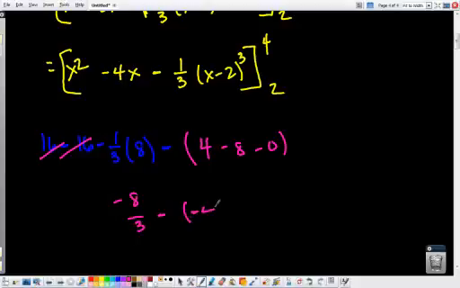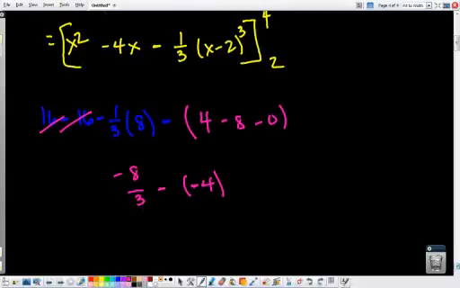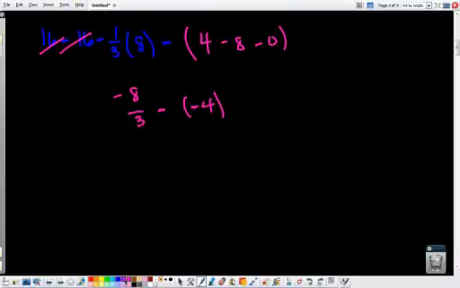minus negative 4. Don't worry if your algebra cried, my husband's taking care of her, so she's not being neglected or anything.